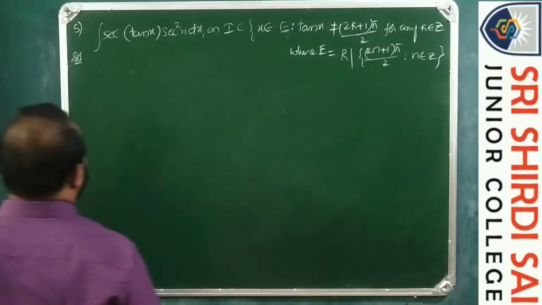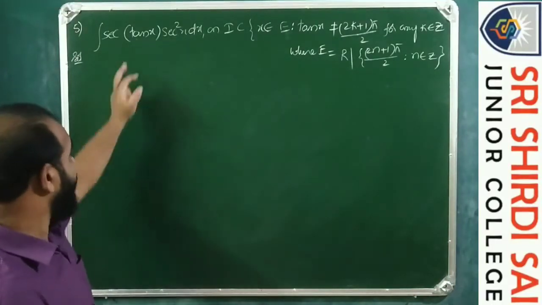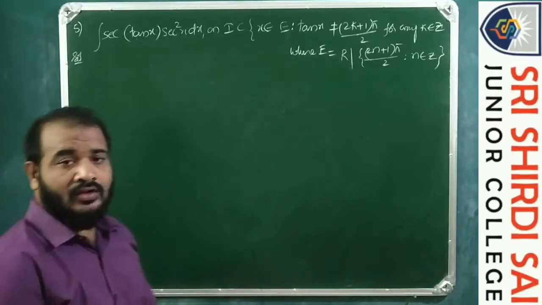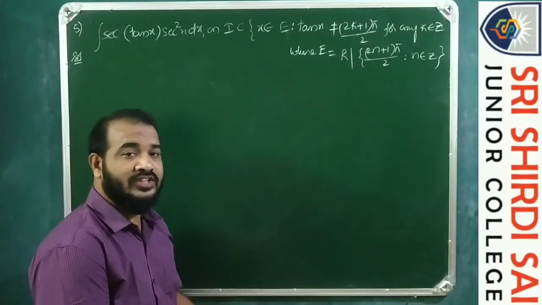Integral secant tan x into secant square x dx. So we know that the derivative of tan x is secant square x. So let us not confuse which function is the original function and which is its derivative.